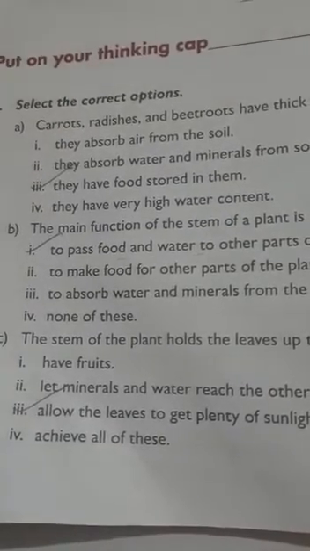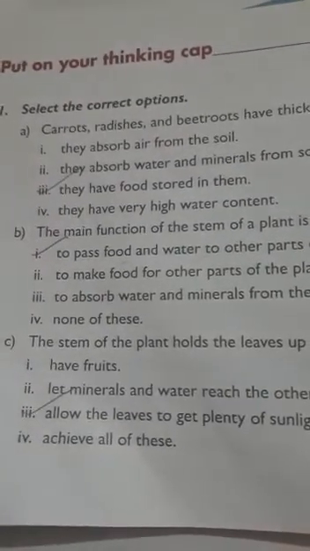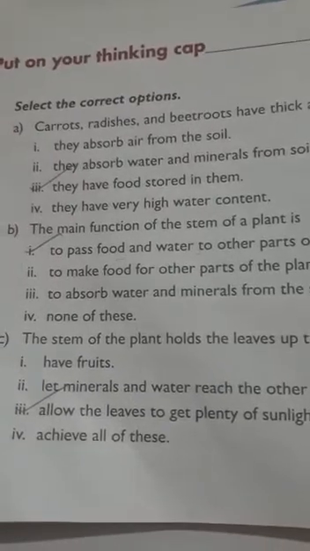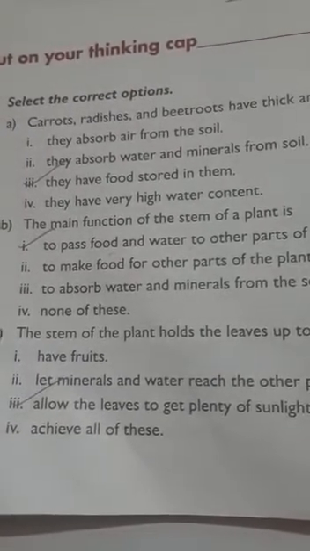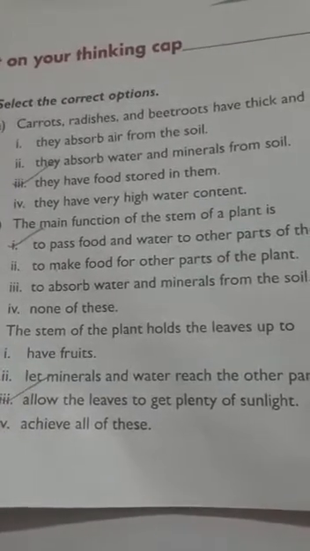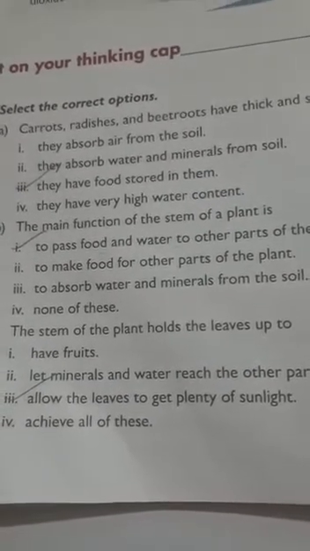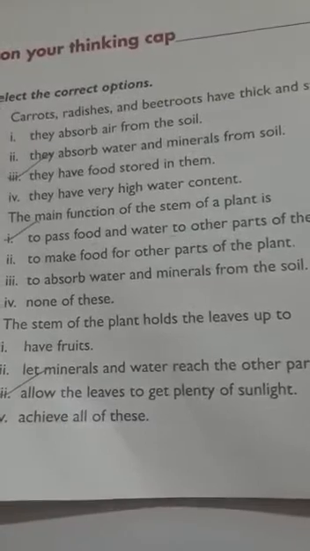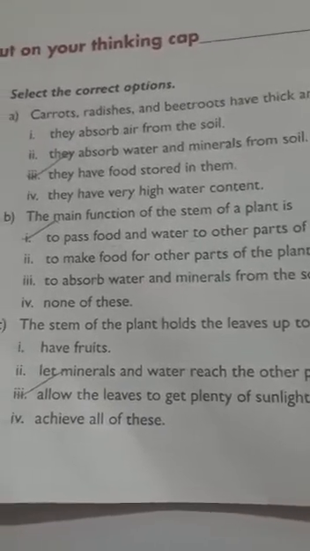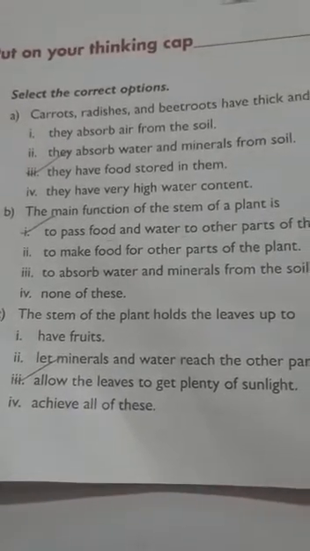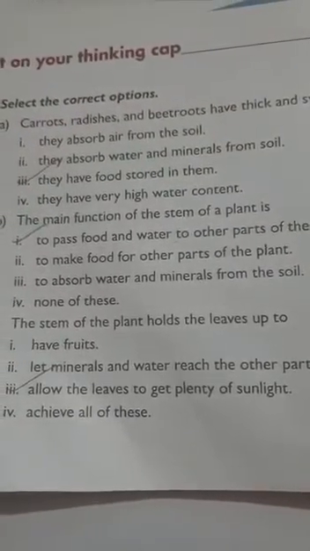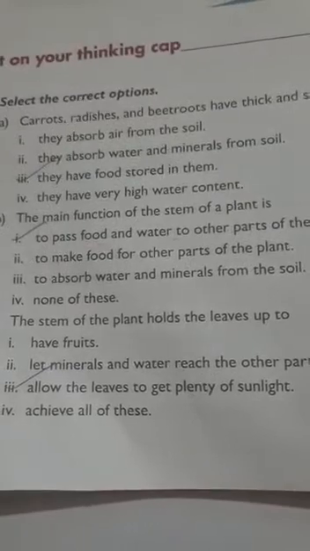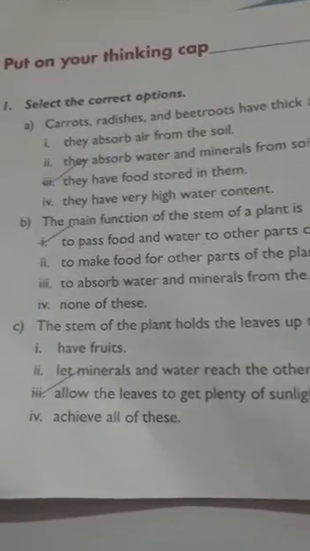In the previous video I told you, when plants prepare their food for themselves, after using it for their body, the excess food they store in the root or in the stem or in the leaf or in the fruit. So in the case of carrots, radishes and beetroots, actually plants store food in the root. So why are the roots, carrots and radishes, swollen? Because they have food stored in them.